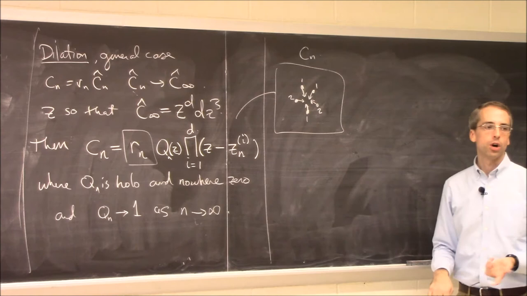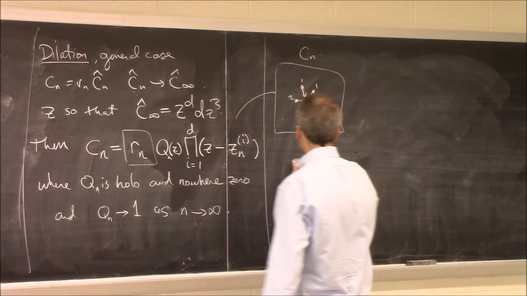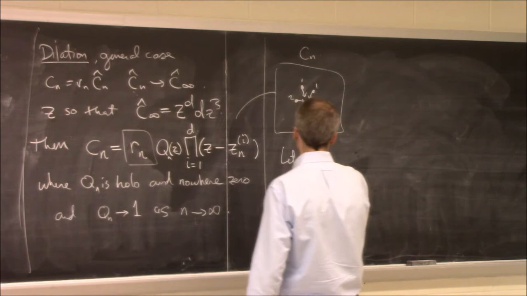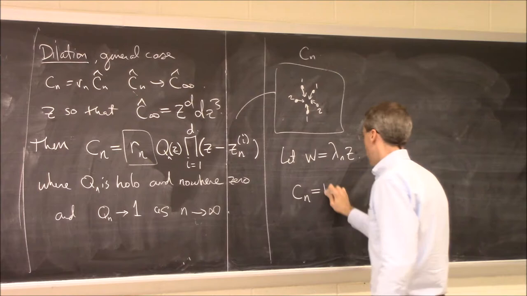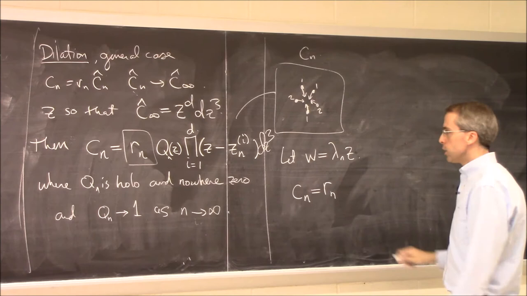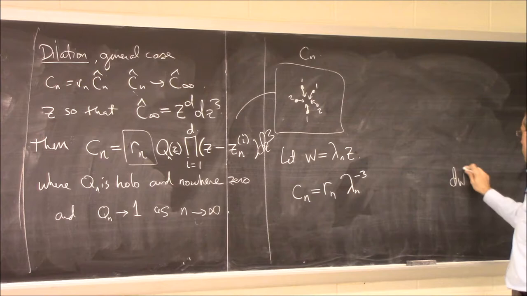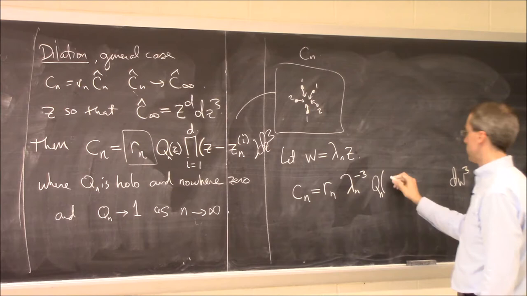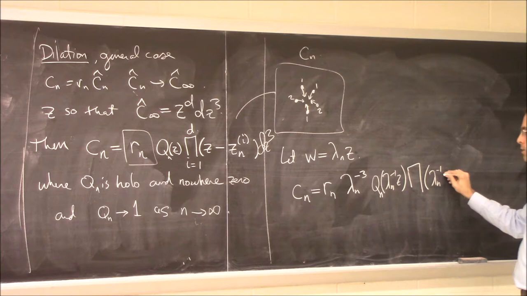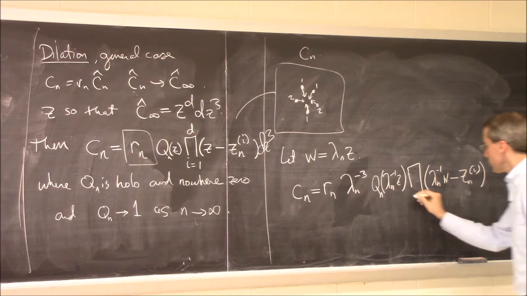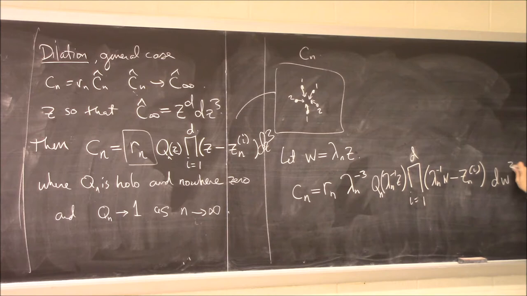And there's a complication, so let me explain the complication. Let's try what we did before. Let w be lambda_n z, and write the same differential in those coordinates. Then c_n would become r_n, and there will be a lambda_n to the minus 3 coming from the dz cubed. Then we'll get q_n of lambda_n inverse z, and then this product of z, which is lambda_n inverse w, minus z_n,i from i equals 1 to d, dw cubed. OK, so this is the expression for c_n.